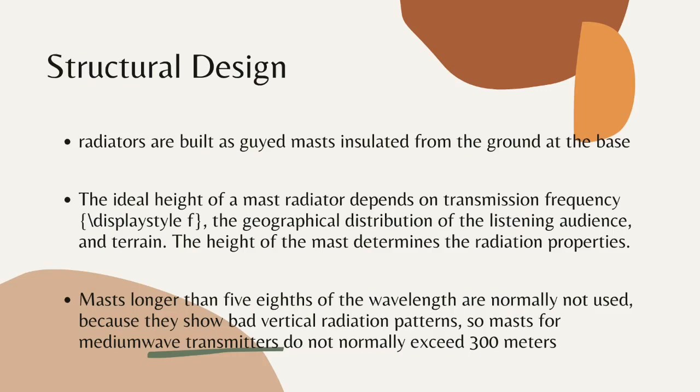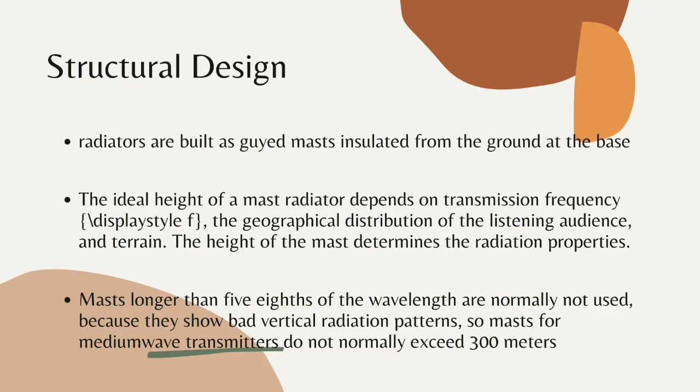The ideal height of a mast radiator depends on transmission frequency, the geographical distribution of the listening audience and terrain. The height of the mast determines the radiation properties. As we know, a focus of radiated power towards the ground is much desired on frequencies below 3 MHz because ground wave propagation is very stable. Masts longer than 5/8 of the wavelength are normally not used because they show bad vertical radiation patterns, so masts for medium wave transmitters do not normally exceed 300 meters.